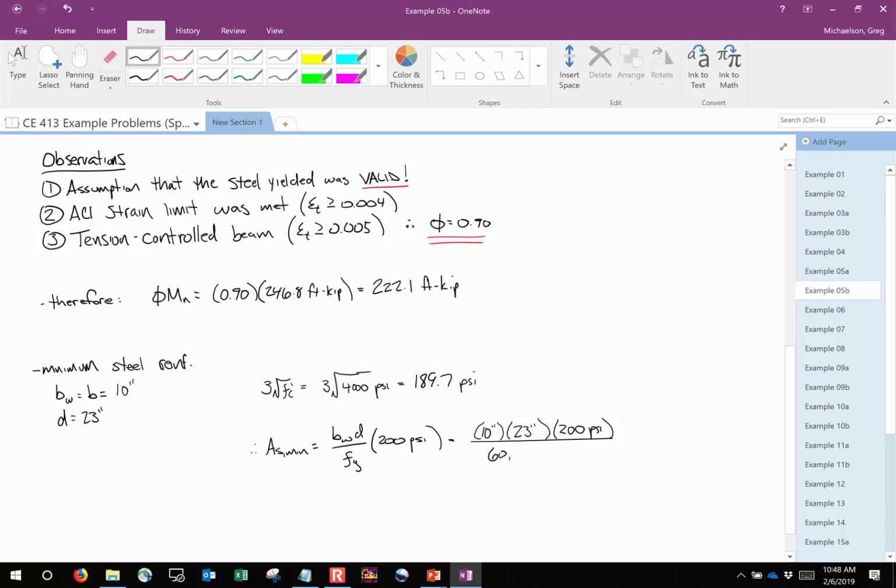So chug that out and tell me what you get. 0.77 square inches. Do I have a second on that? Now, that is the minimum amount of steel that we have to put in the beam. How much did we actually put in the beam? 2.36.